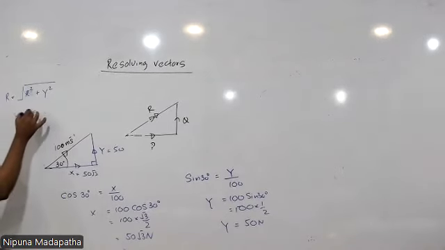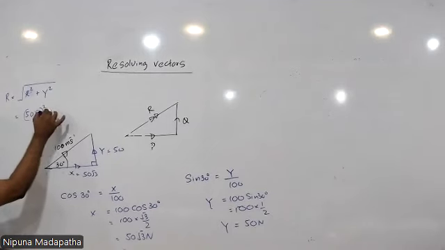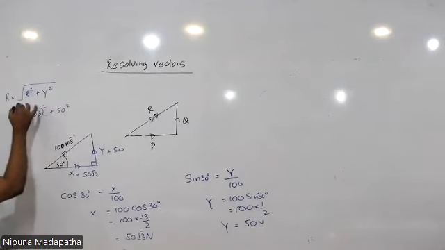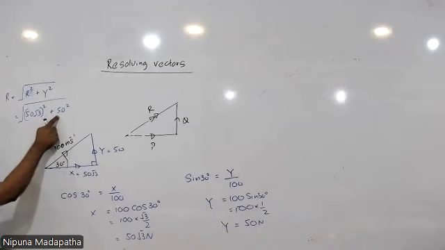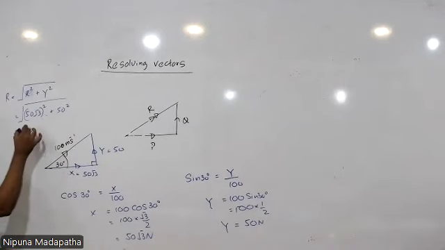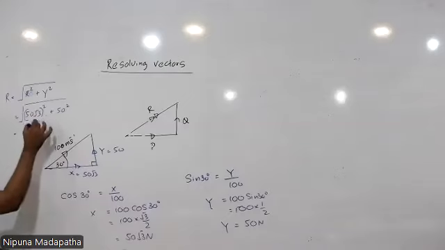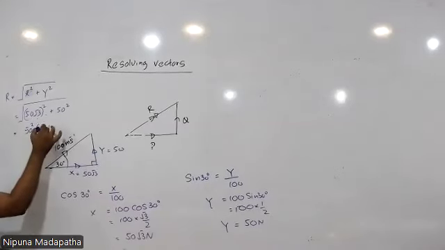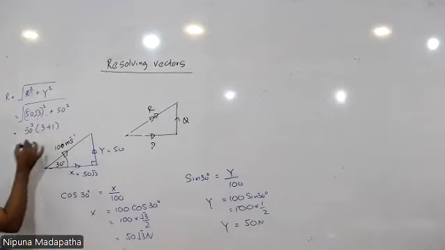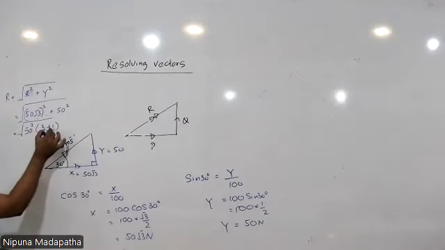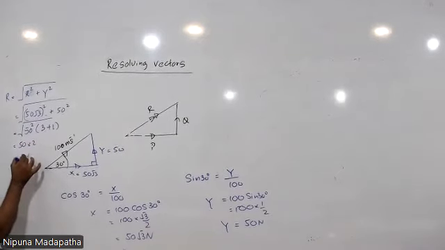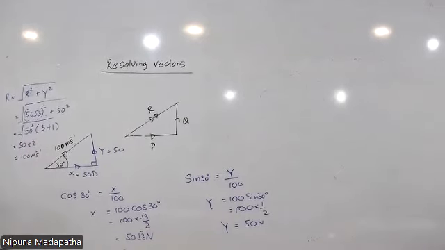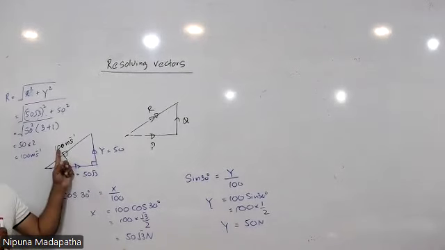X is 50 root 3 squared, y is 50 squared. 50 squared is a common term, so you can take it out of the brackets. We have root 3 squared, which is 3, and here we have 1. 3 plus 1 is 4. The square root of 50 squared is 50, and the square root of 4 is 2. So R is 100. If we get the resultant of these two, the resultant is 100.